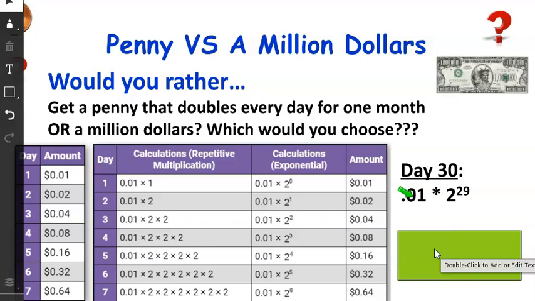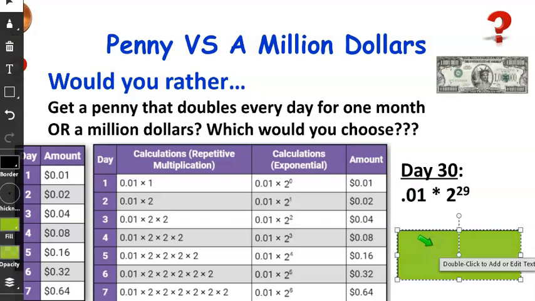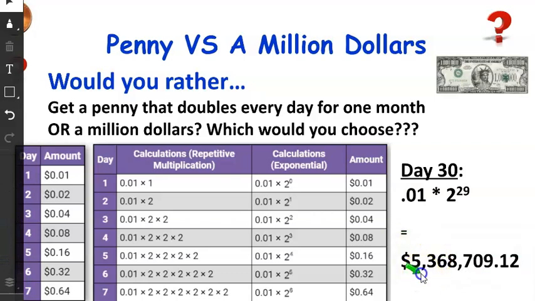Do you think it's more than 1,000,000 or less? That's what you get. What? $5,368,709.12. If anybody ever gives you this opportunity, take the penny that doubles every day for 1 month.